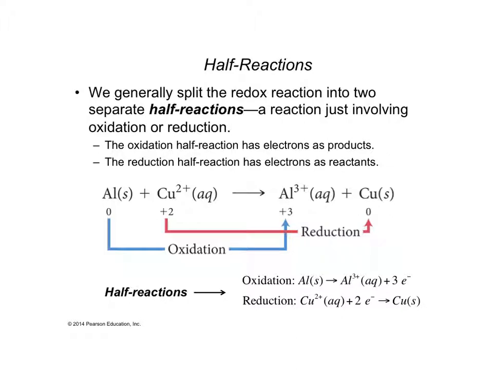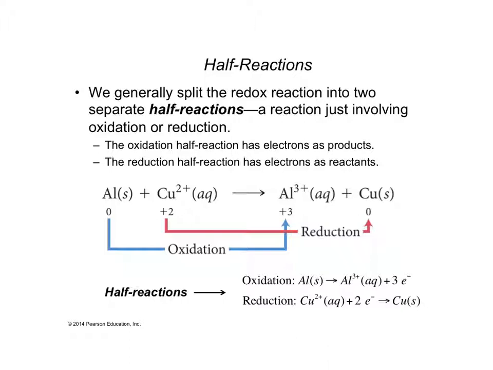Okay, so in a redox process, we always have to have reduction come with oxidation, right? If somebody loses electrons, somebody has to gain them. Okay, so we usually write these together. We're going to start writing these in these chapters by splitting them into their separate half reactions, where we write the oxidation process as its own little half reaction and the reduction process as its own little half reaction.